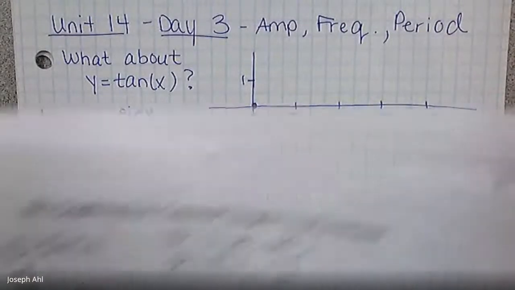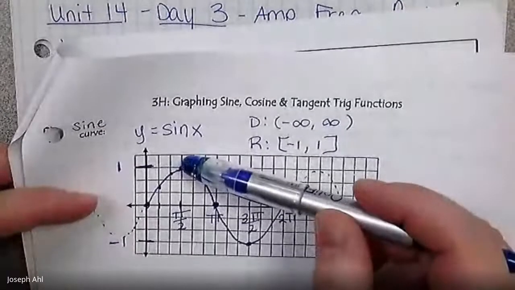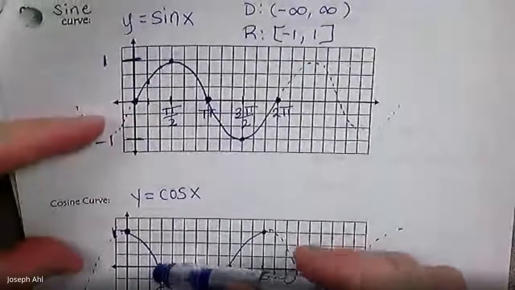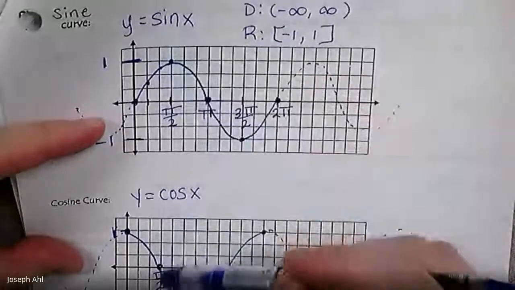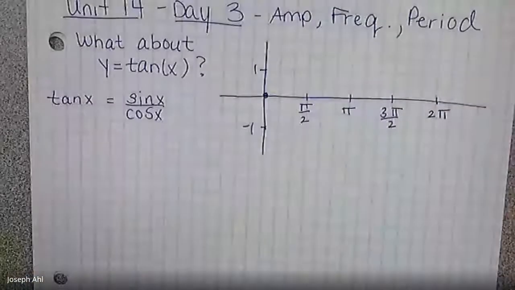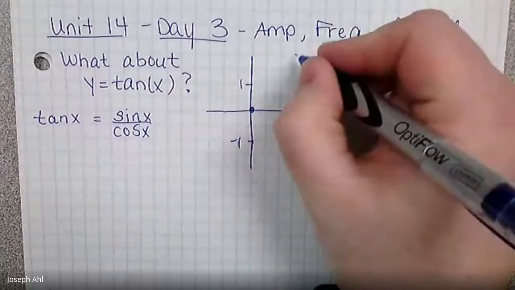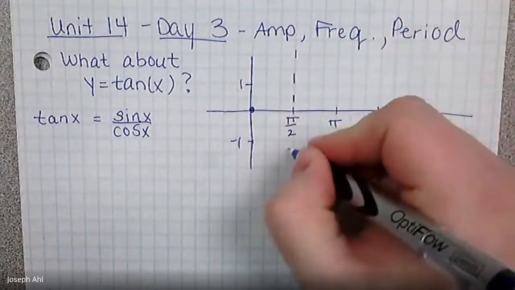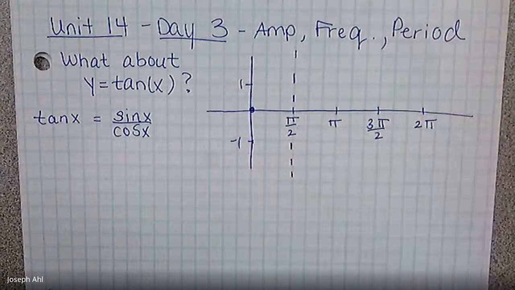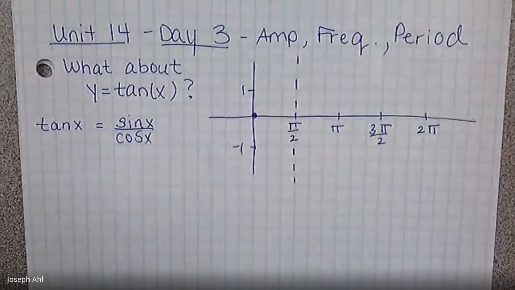All right, let's talk about what's happening at pi over 2. On the sine curve, we're at 1. But on the cosine curve, we're at 0. So when I do 1 divided by 0 for tan, 1 over 0 is undefined. So when I have something that's undefined, graphically, that is representative of a vertical asymptote. So that's going to make tan look quite different than what we see for sine and cos.